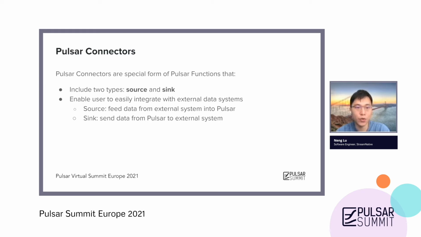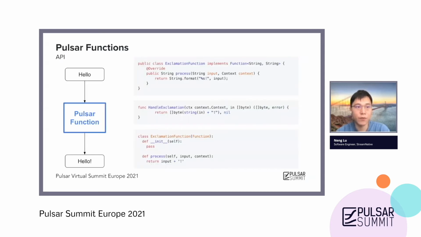There's another very special form of Pulsar Functions called Pulsar connectors. They are categorized into two types, source and sink. Source connectors feed data from external systems into Pulsar, and sink connectors send data from Pulsar to external systems. Basically, they connect Apache Pulsar with other external data systems like blob stores or cloud storage. The API for Pulsar Functions is very intuitive and simple. You just need to implement one single method called process, which takes an input with a context and returns the result. That's all. We support three languages: Java, Golang, and Python.